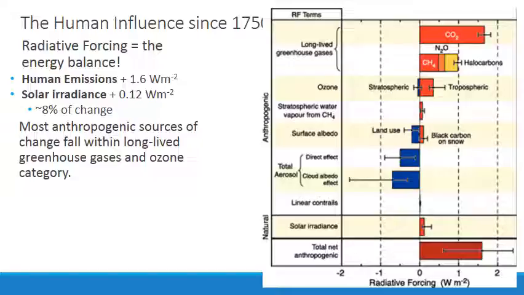So yes, solar storms and sunspots are having an influence on a 10 to 11 year cycle on our temperature, but not as much as the greenhouse gases have been warming. So that means only about 8% of the total warming is likely to have come from the sunspots, the solar output. Most anthropogenic sources of change fall within the long-lived greenhouse gases and ozone category up here at the top.